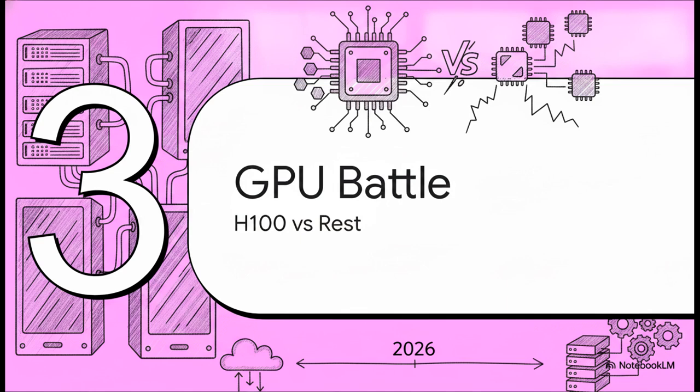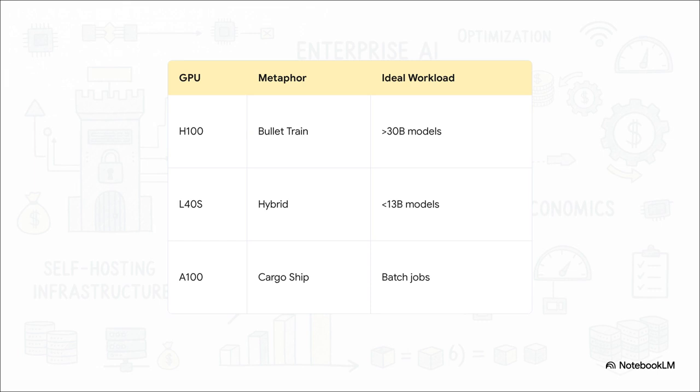All right, part 3, the GPU battle. H100 versus the rest. If you are self-hosting, think of your hardware choices kind of like a fleet of vehicles. First, we have the NVIDIA H100. This is the premium bullet train. It's expensive, yes, but it pushes massive bandwidth. It's totally ideal for models over 30 billion parameters where you have super strict real-time latency requirements.